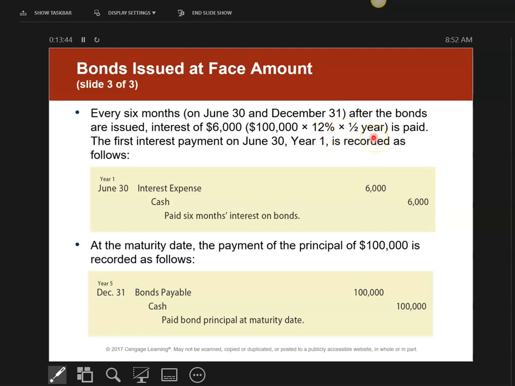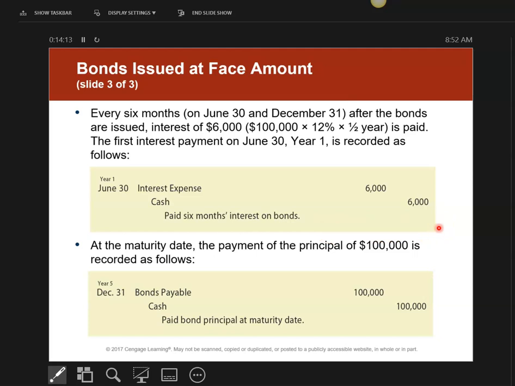The reason we're doing a half a year is because I pay the bond interest semi-annually. If I paid it annually, this would be times 1. If I paid it quarterly, this would be times 1/4. So every 6 months, you're going to get a check for $6,000. That will never change. Here is the journal entry for the first interest payment.